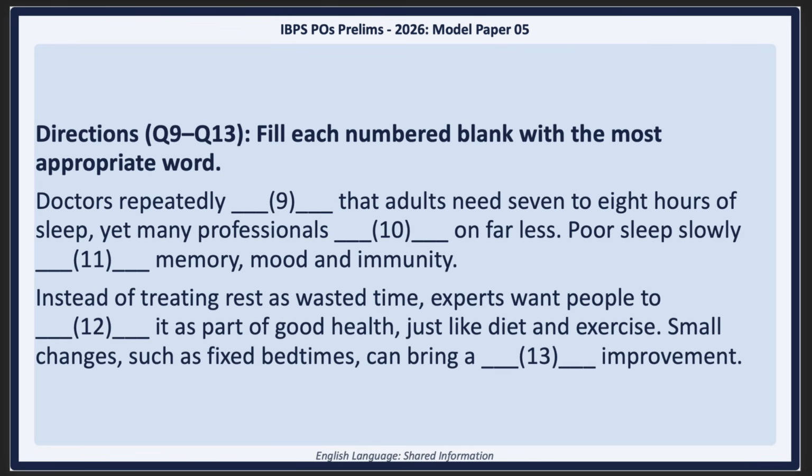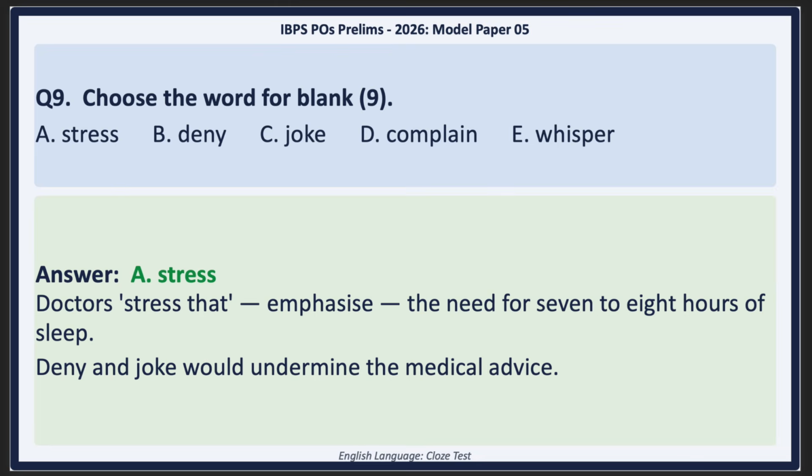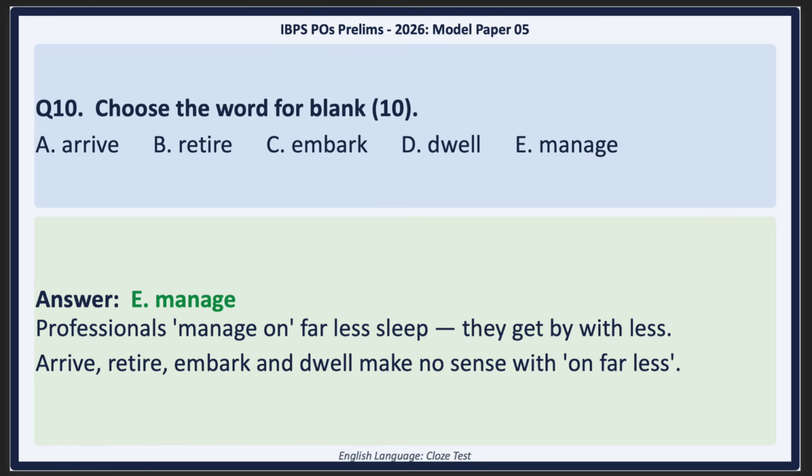Got it. Moving to question 10, the next sentence says, yet many professionals blank on far less. The options include things like arrive on or manage on. I know what it means conceptually. They survive on less sleep. This evaluates your knowledge of phrasal verb logic. Option E, manage on, is definitively correct. It's a recognized construction, meaning to get by with a limited amount of a resource. Native speakers use these intuitively, but the test forces you to recognize why arrive on makes absolutely no semantic sense here. It's all about the mechanics.